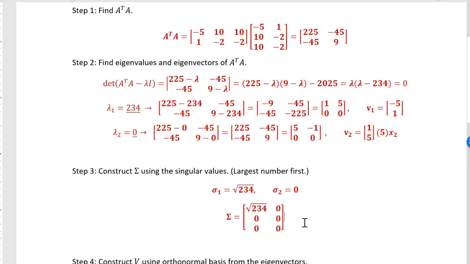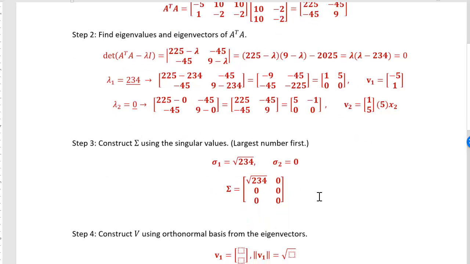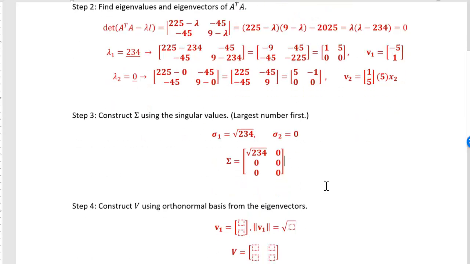Okay? And so now we continue and construct our V matrix, and to do that we look at the eigenvectors that we got. So V1 is equal to -5 and 1, and the magnitude of that looks like it's going to be the square root of 26. And I notice that V2 looks like it's the same thing, so I don't have to recompute that. So this is also equal to the magnitude of V2.